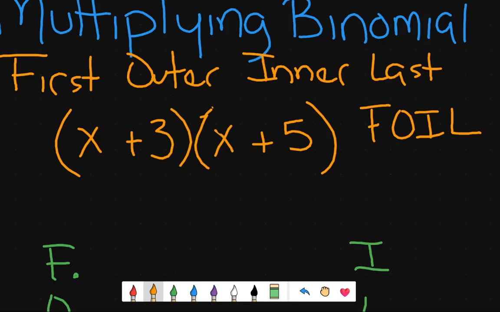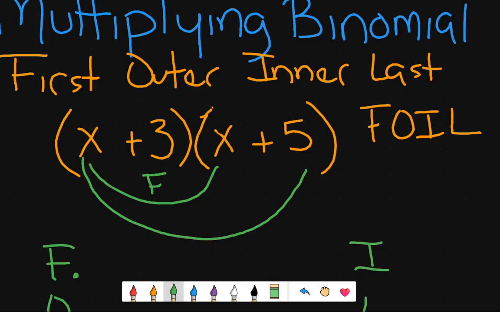In this case, when we're multiplying binomials, we take the first two terms of each parentheses and multiply. That's what the F stands for. So in this case, the two X's are your first terms. They are your F's. Then the O, which is the outer terms, would be the first X in the first parentheses and then the 5 in the second parentheses. These are the outer terms. So let's get a little curved line going there. So O, this is the outer terms.